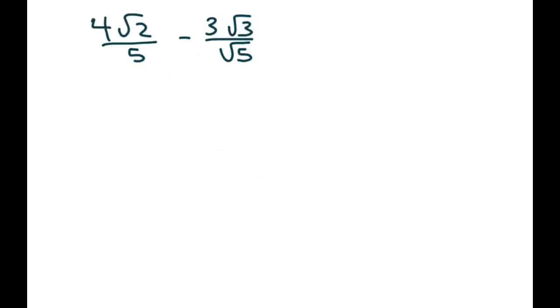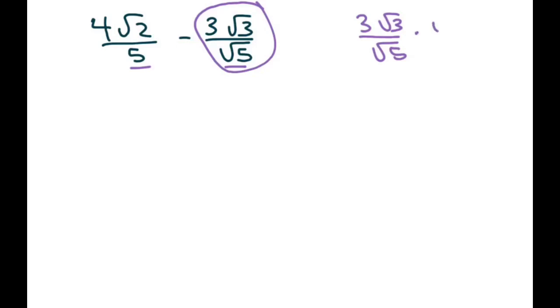So the first one is here, and the first thing I notice is that I would like to have the common denominator, and also I have to simplify this because there's a radical denominator. So what I'm going to do is just take this piece and rationalize the denominator. And so I'll multiply the numerator and the denominator by square root of 5.